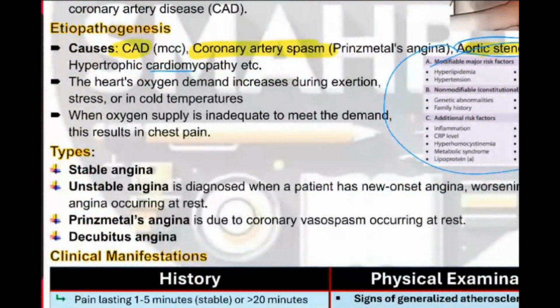Okay. I need your focus here on this point. The heart's oxygen demand increases during exertion. What are the exertions? Stress or cold atmosphere, or the patient is doing exercise. When the demand increases, the supply should also increase. But if the supply is inadequate to meet the demand, then angina occurs. Everybody followed, no? Only when the supply is inadequate does angina occur.